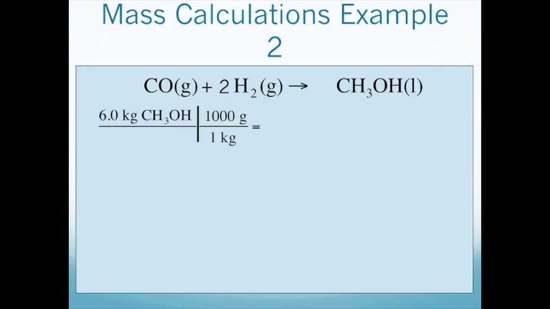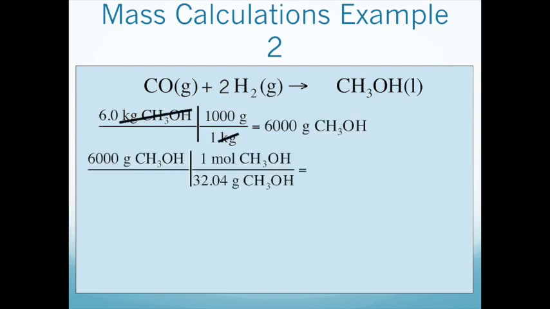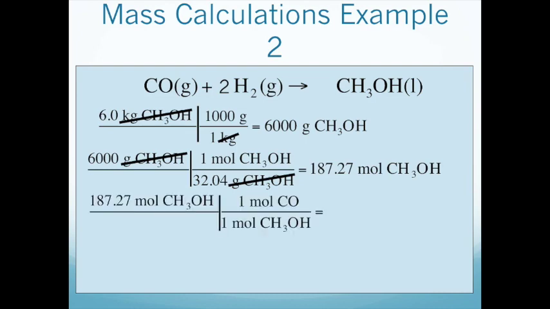So 6 kilograms of methanol times 1,000 grams per kilogram is 6,000 grams of methanol. We also know that the molar mass of methanol is 32.04 grams, so 6,000 grams divided by 32.04 grams per mole yields 187.27 moles of methanol. And we know that the mole ratio of methanol to carbon monoxide is 1:1. So we also consume 187.27 moles of carbon monoxide.